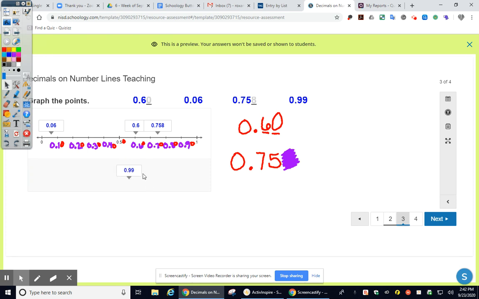And then here we have 99 cents. We know 99 cents is very close to $1. So our 99 cents would be very close to that one. Okay?